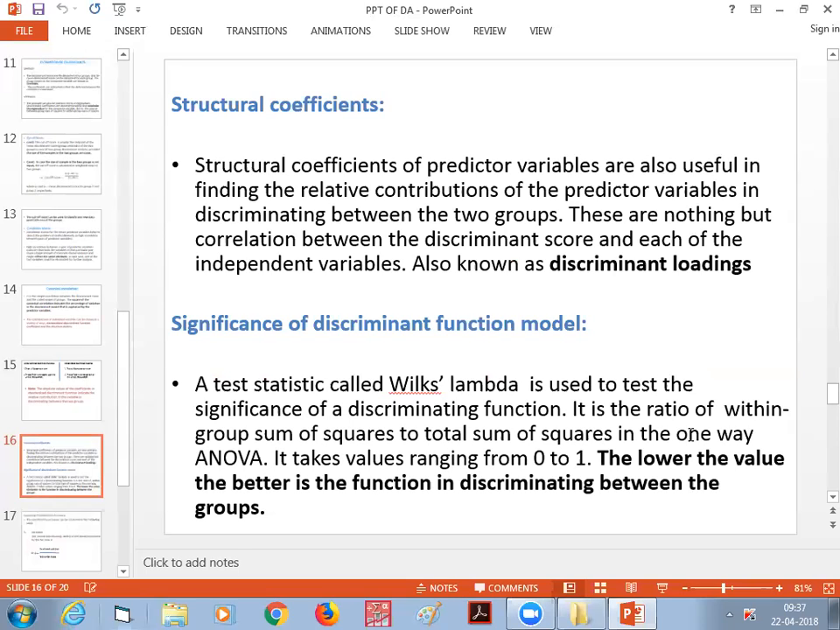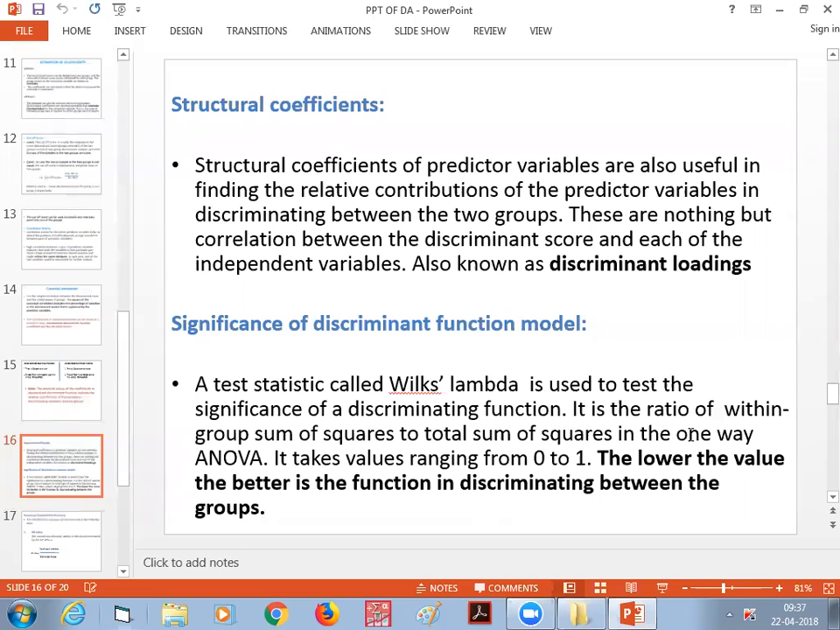Then we have to check the discriminant function model significance, similar to multiple regression. How do we check the significance of the overall model? Earlier, I did it by the ANOVA table in the multiple regression using the F value. But here we can do that with the help of the Wilks' lambda. So what is that Wilks' lambda? That formula is not required. Okay, but how to use that to test the significance of the model, you should know.